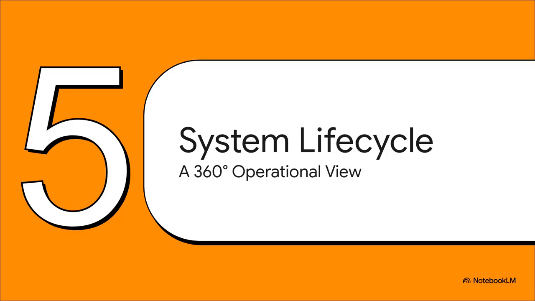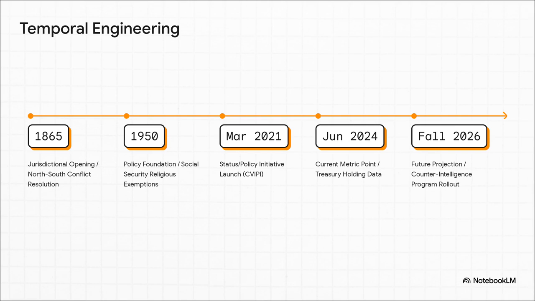Okay, to conclude this briefing, let's pull back for a 360-degree operational view. We're going to look at the system's life cycle and some key metrics to put this all into context. This timeline provides the chronological architecture. The system traces its origins to what it calls a jurisdictional opening in 1865, moves through a policy foundation in 1950, and highlights a strategic initiative launch in March of 2021. It tracks through today and even provides a future projection for fall 2026.